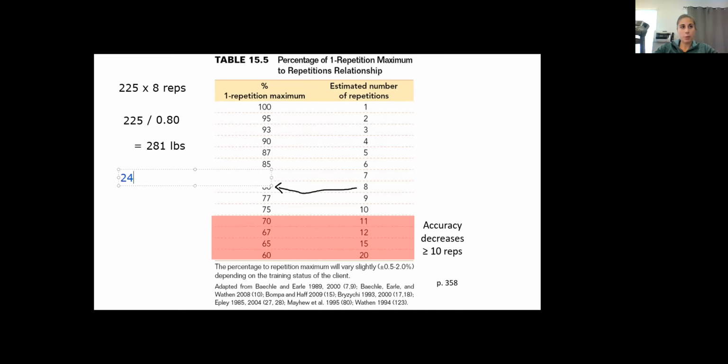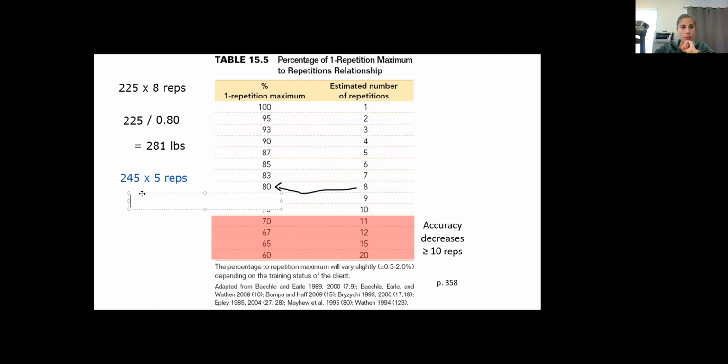245 for 5 for bench press. Okay, so 245 times 5 repetitions. What percentage does that equal to? What percent of 1 rep max does 5 repetitions equal? 87%. You got it.